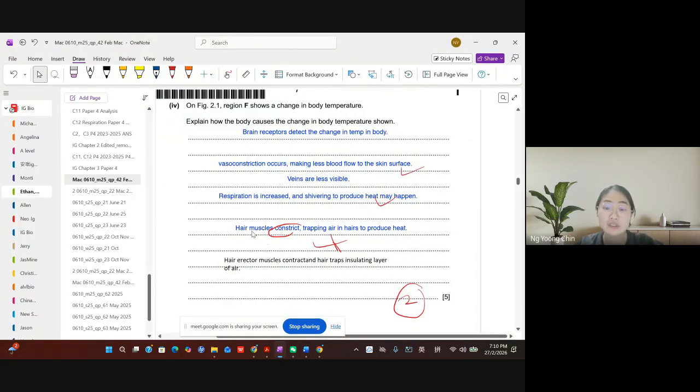So that's why you should not say hair muscle. It's hair erector muscle. Your hair doesn't have a muscle, it's the hair erector muscle. I need to see this erector, so I cannot give you the mark because you only mentioned hair. The erector muscles contract. When they contract, they cause the hair to stand up, and when the hair stands up, it can trap an insulating layer of air.